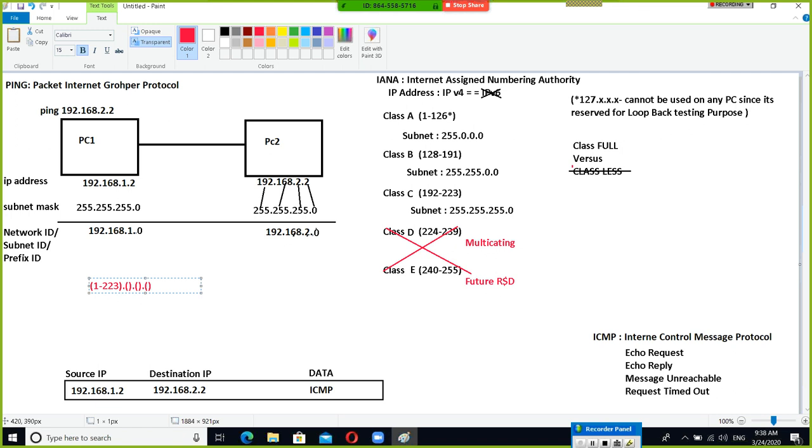Whether it's class A, B, or C, I'm not concerned whether it's communicated with one another or not. I'm not concerned whether it's class A, B, C. But I know the first octave cannot be beyond 223.